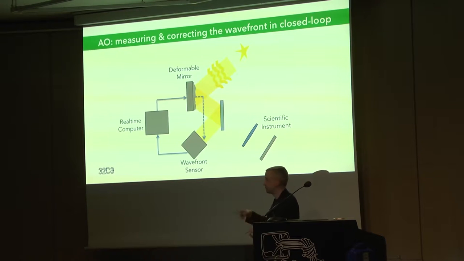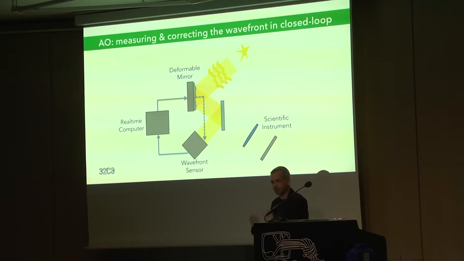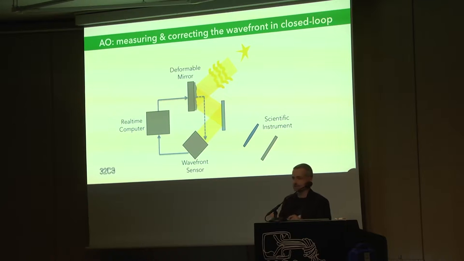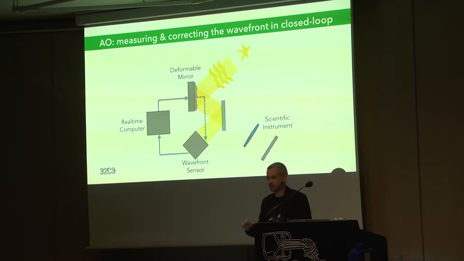And also, of course, in the next second or split second, this pattern will have changed because the atmosphere is dynamic. If it wasn't dynamic, we don't need to do this in real time. But we have to do it in real time. Real time meaning we have to do this correction and calculation and sensing at a rate of about 1 kilohertz, so 1,000 times a second.